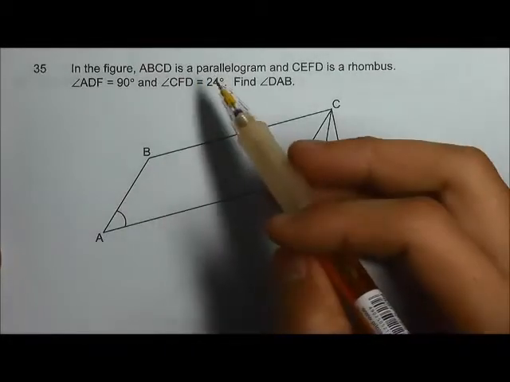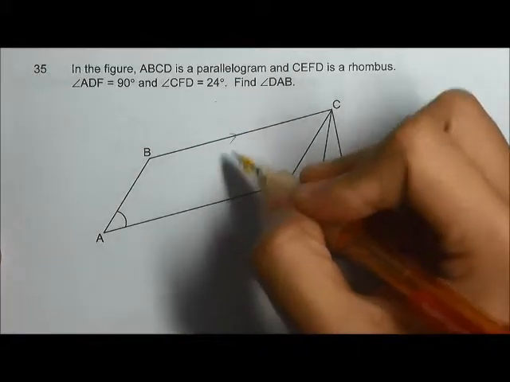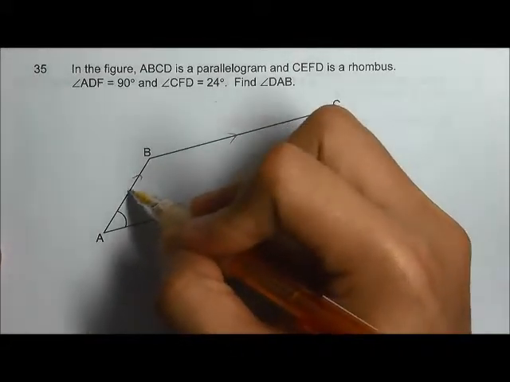Okay, in this figure, ABCD is a parallelogram, so we have two pairs of parallel lines.